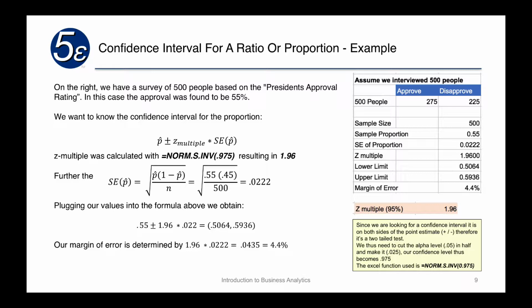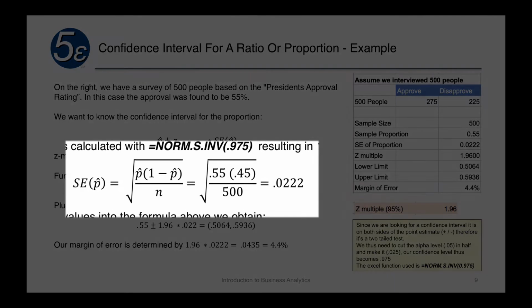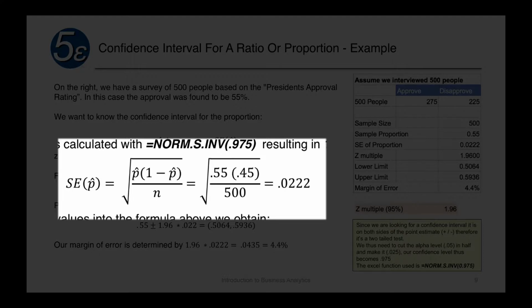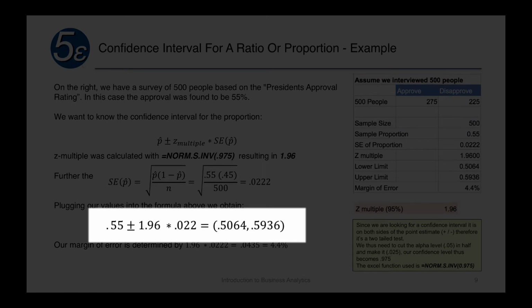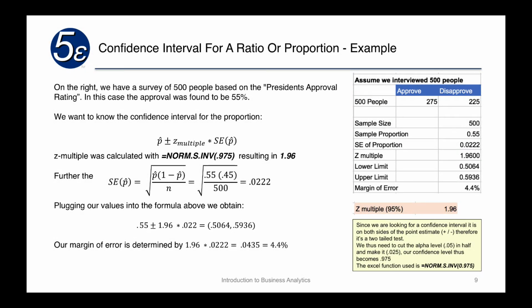So what we need to know is the 0.975, and this gives us 1.96 as a result. So further, we have the SE of p hat is equal to the square root of p hat times 1 minus p hat over n from our formula, which is 0.55 times 0.45 divided by 500, and this gives us 0.022. We plug these values back into the formula, and we end up with 0.55 plus or minus 1.96 from our z multiple, which equals 0.5064 for the lower bound and 0.59 for the upper bound.